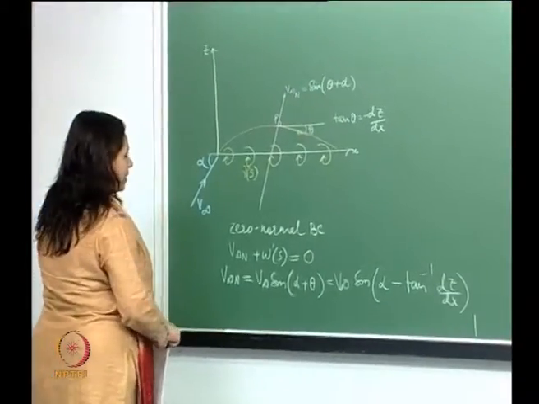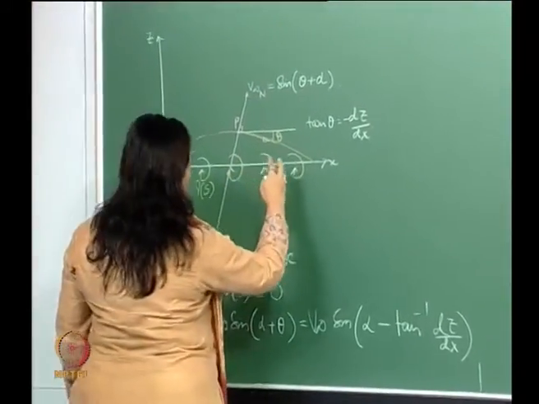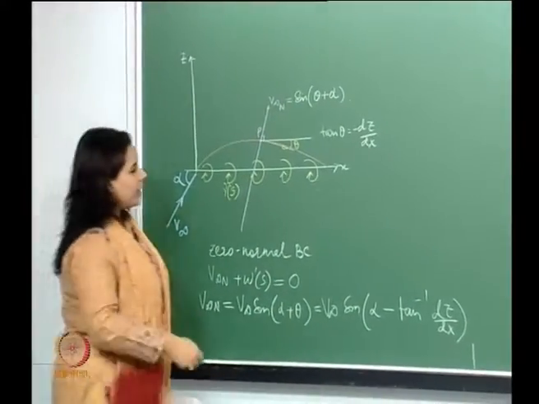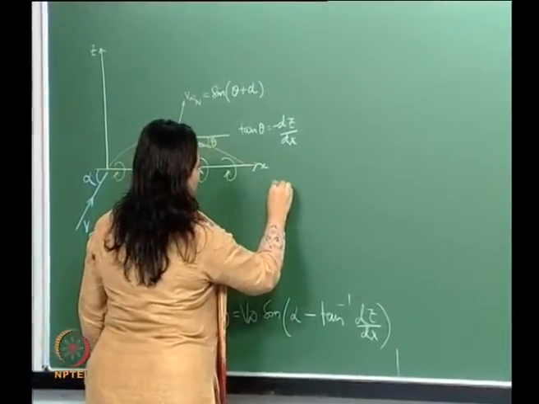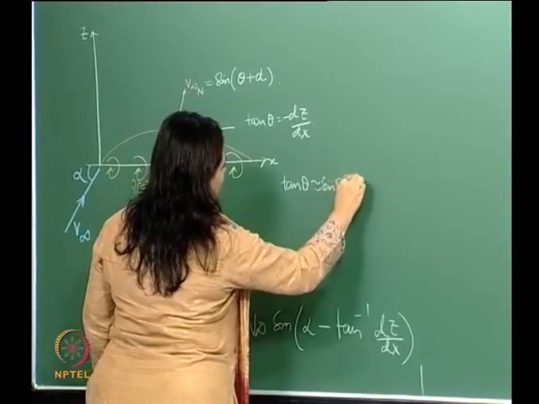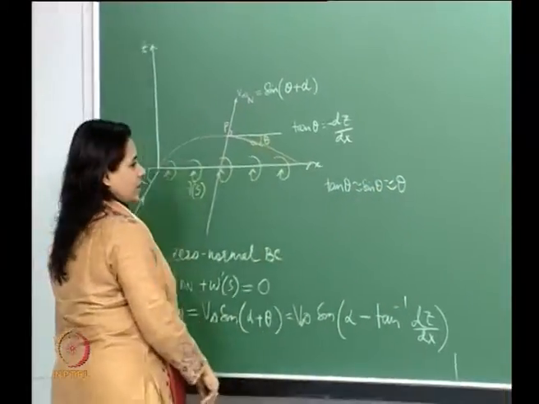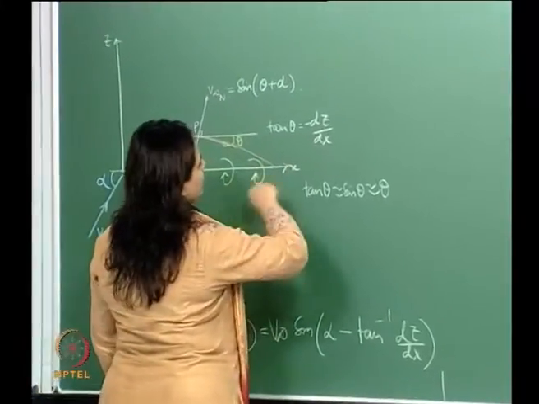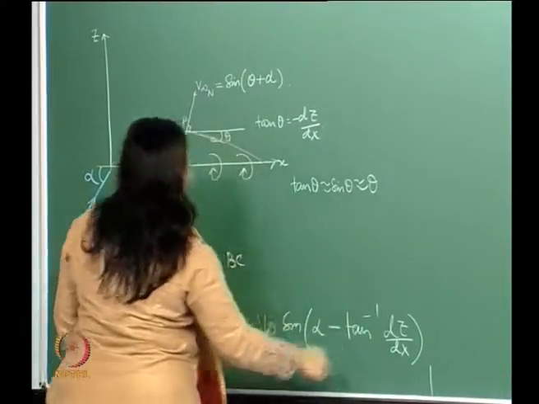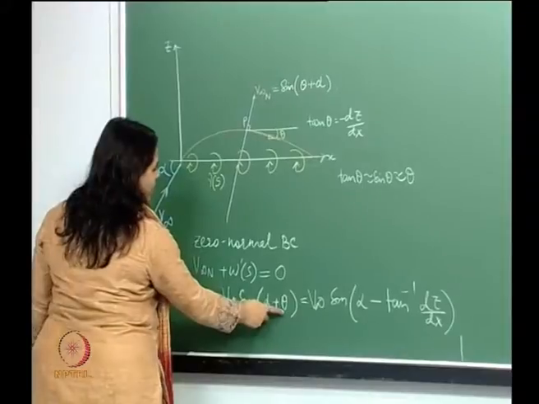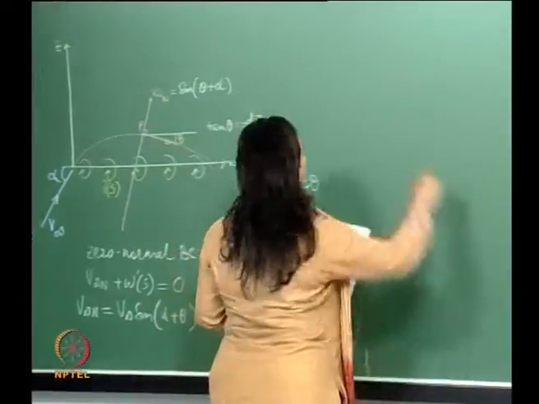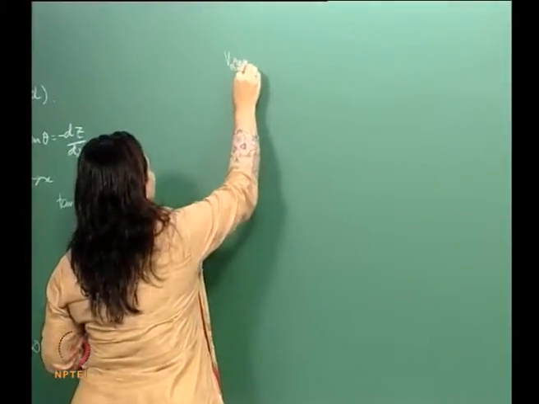Now, if we consider this to be a small perturbation problem, then you know that if theta is small, then I can write tan theta approximately as theta. So, from here, theta is tan inverse of this. Therefore, this theta I can simply write as dz by dx. So, basically, I will write my normal component.